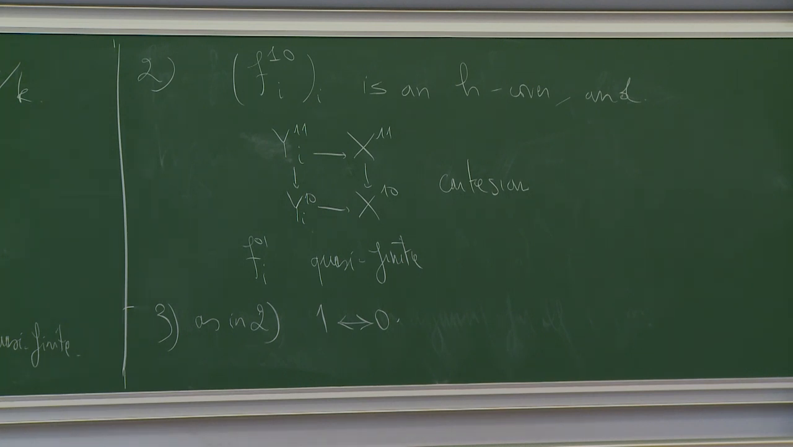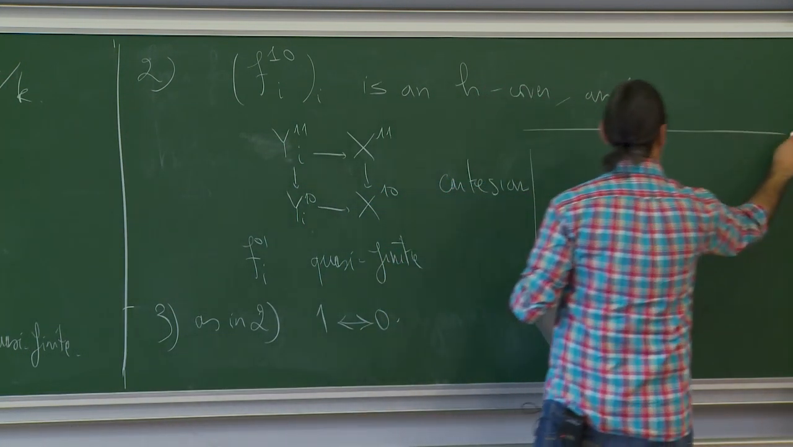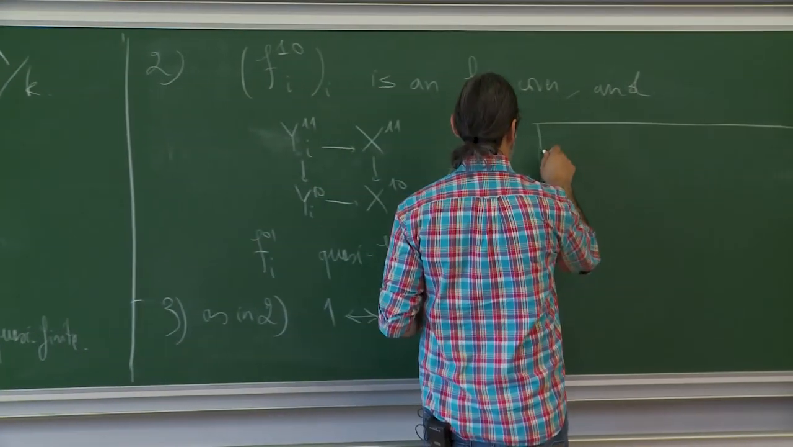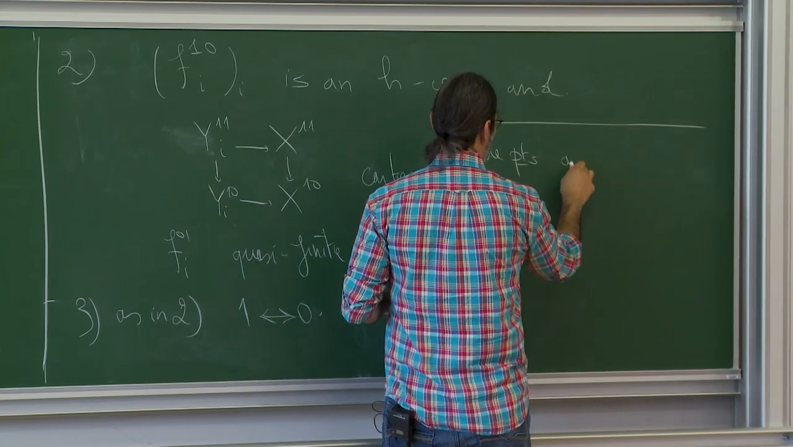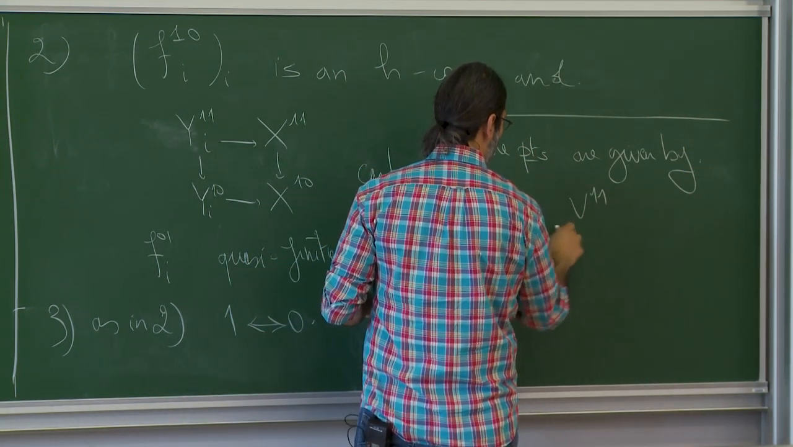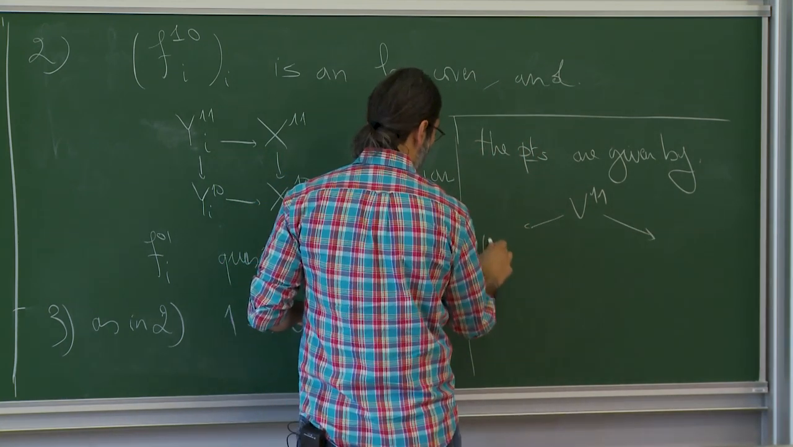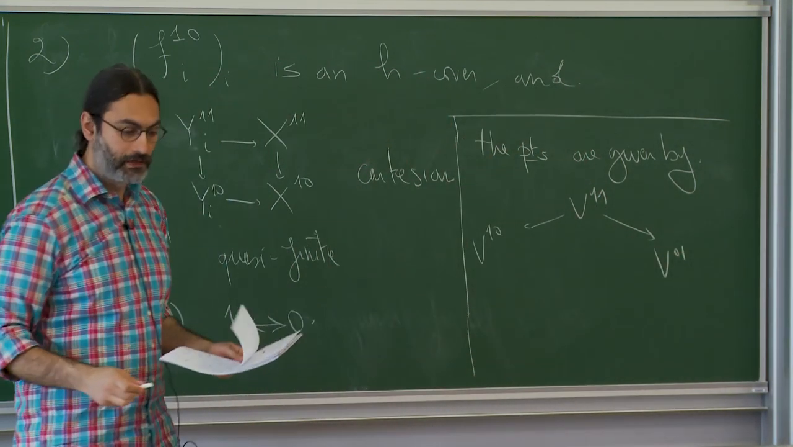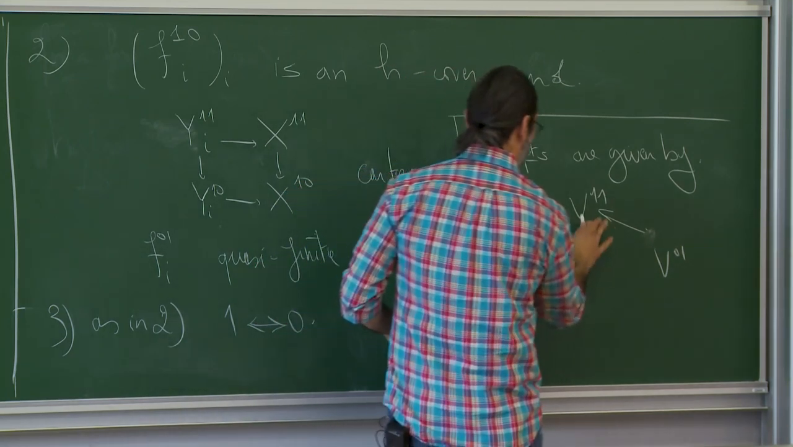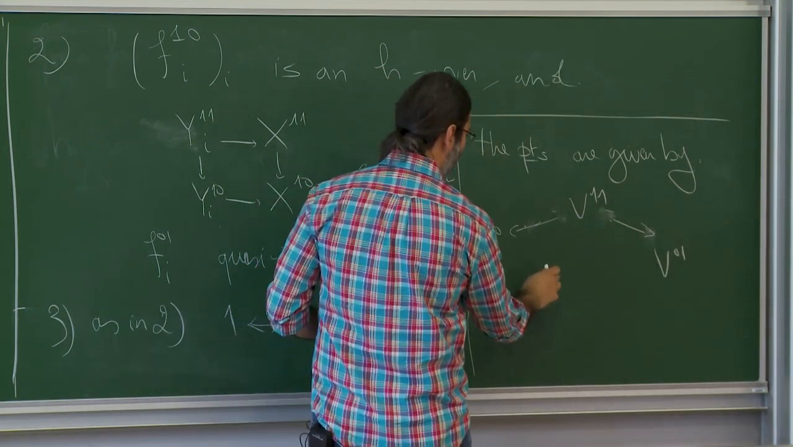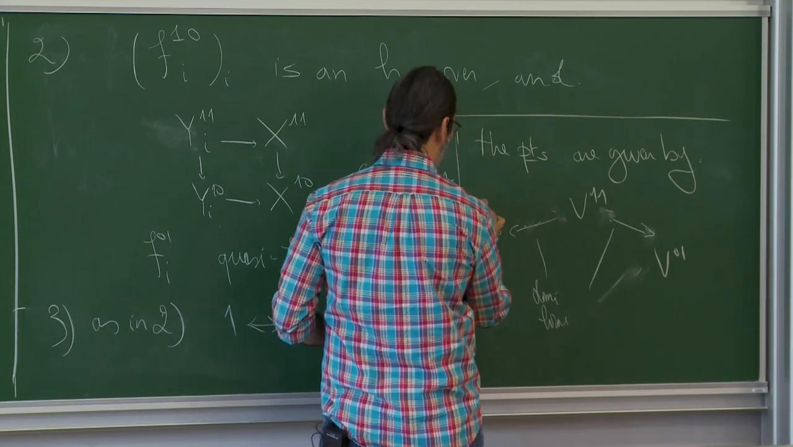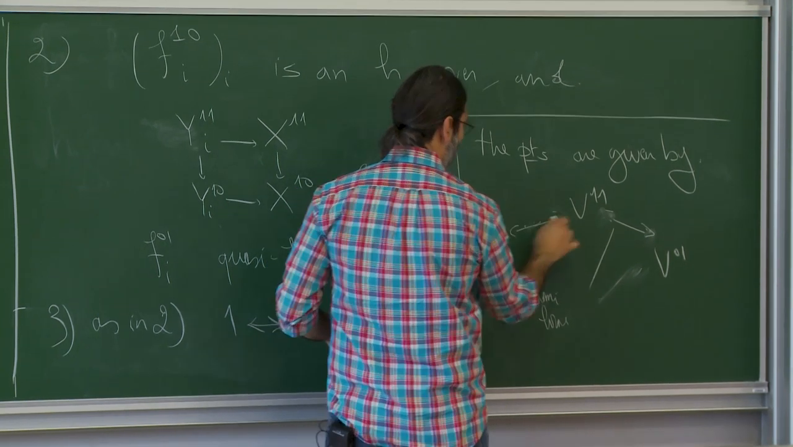Okay, so maybe a remark. This is the topology for which the points are given by diagrams of spectra of valuation rings, where the maps are dominant and local, and I want all of them to be absolutely integrally closed.